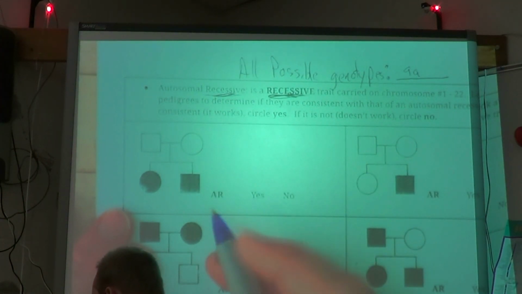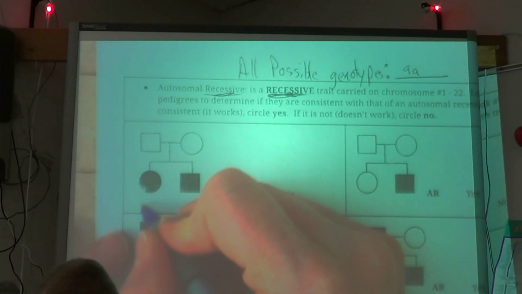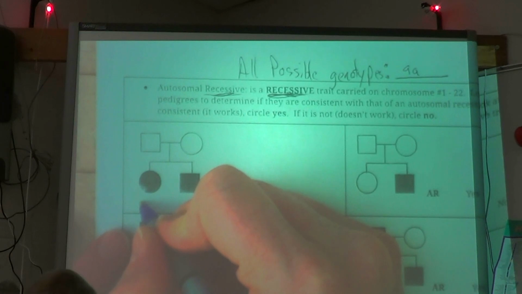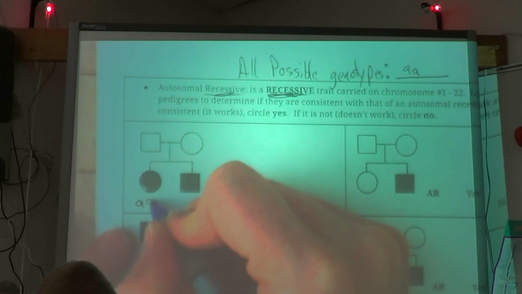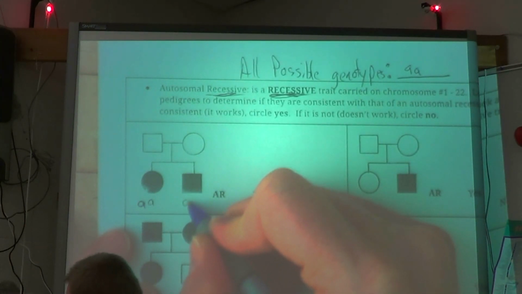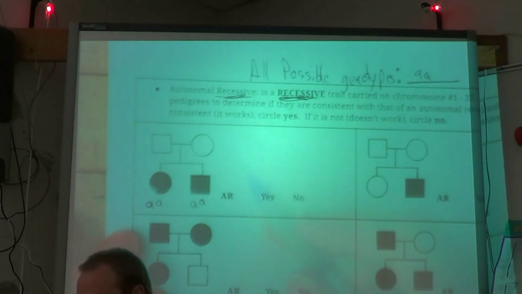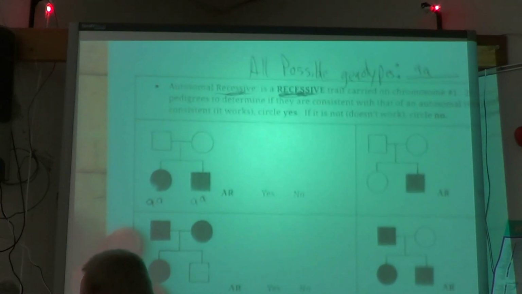Good. So this is the exact same pedigree as on the front, but now we are only looking for autosomal recessive. Let's start with the shaded. Let's start with this daughter. Does she or does she not have the trait? She has the trait, and we know she has the trait because she is shaded. So what is her genotype? Little a. What's the son's genotype? Does he have the trait or not? He has the trait because he's shaded.